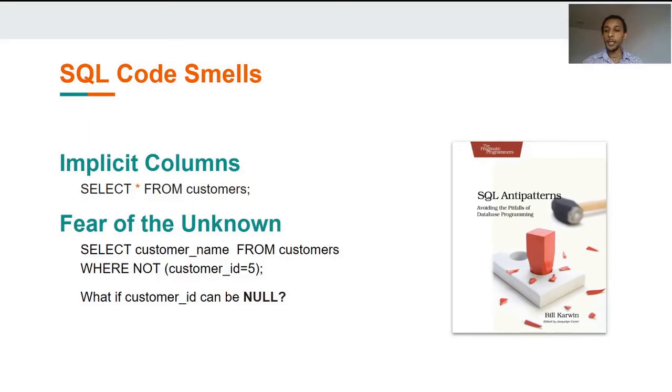The other type of smell is the fear of the unknown smell. In this case, if we do not correctly perform a null check, then we will get a result that is not in agreement with our query. For example, in the second case, if the customer ID can be null, then the not operator will return unknown, which forces the database to return an empty result set, even though there are customers with ID different from 5.